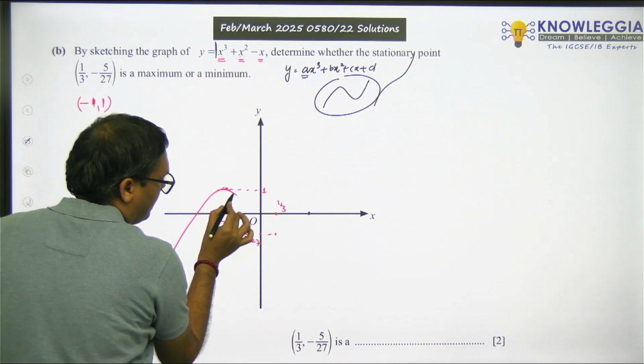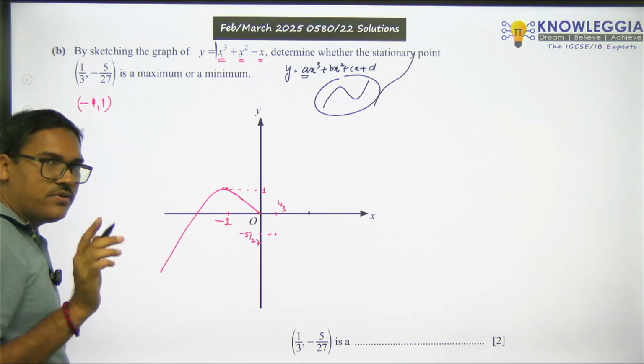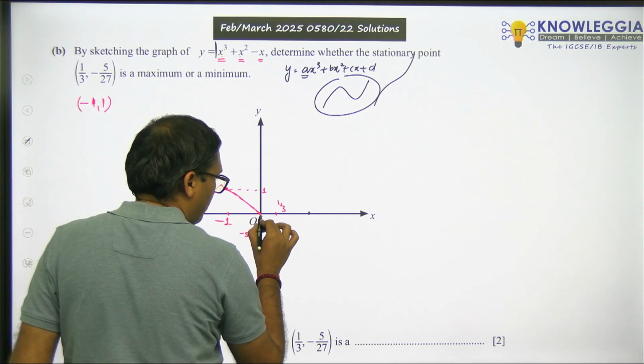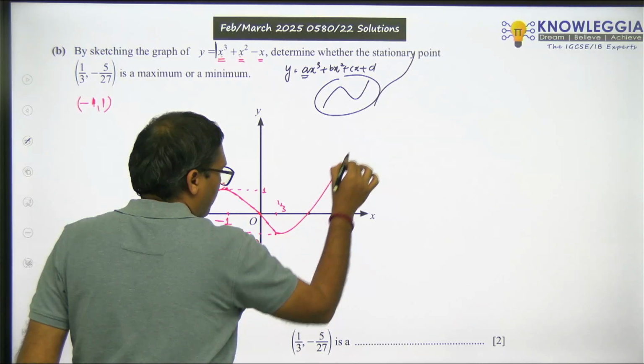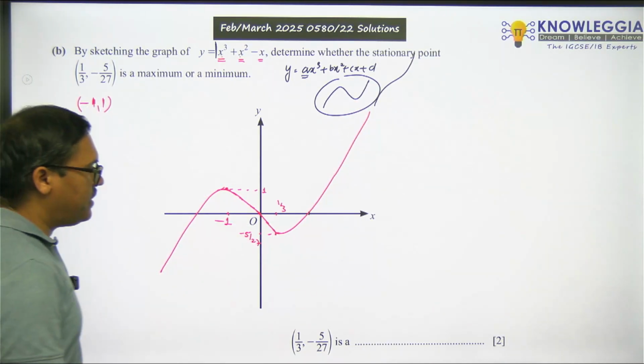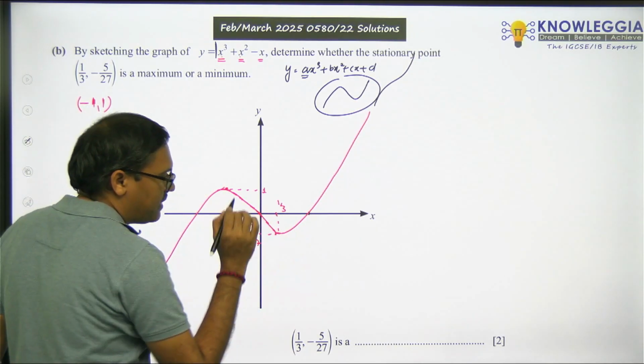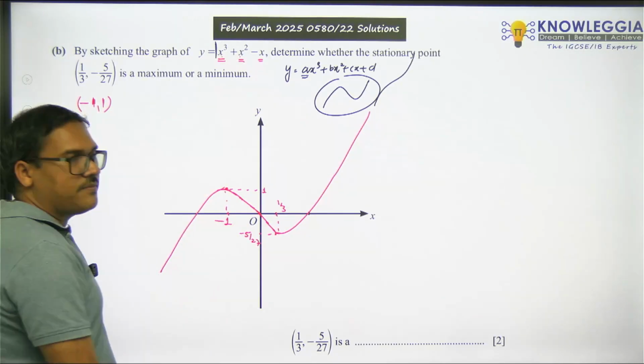It will take a turn. It will pass through 0 because at x equal to 0, y equal to 0. The y-intercept is (0, 0). And then it will go like this. So you can see here, at 1 by 3, this is the turning point. At minus 1, this is the turning point.